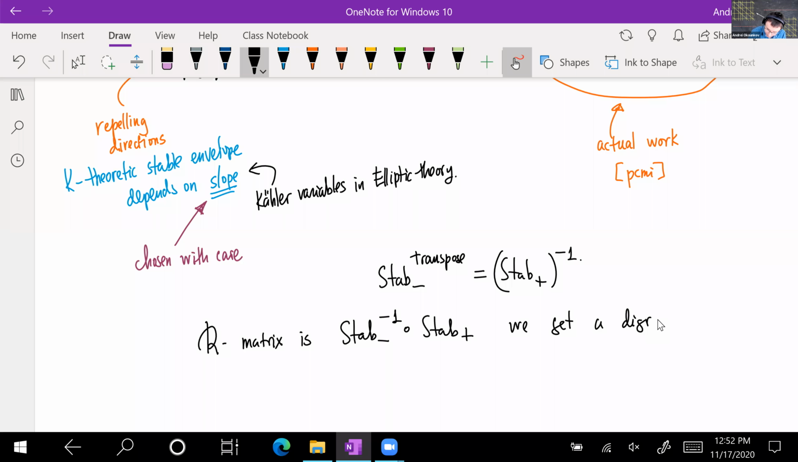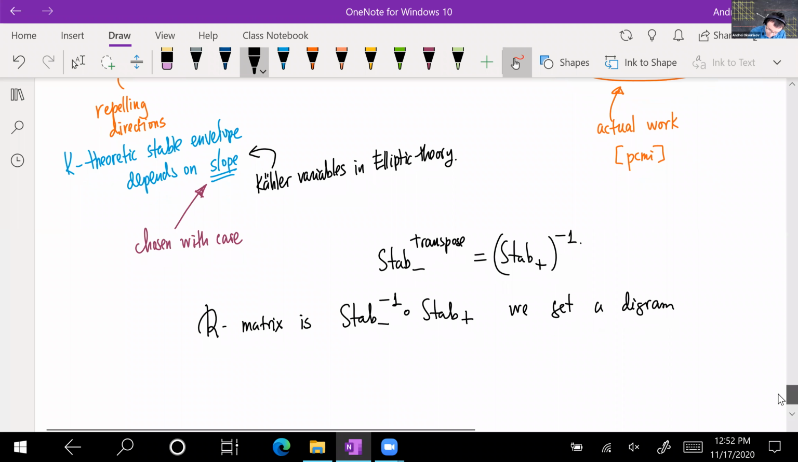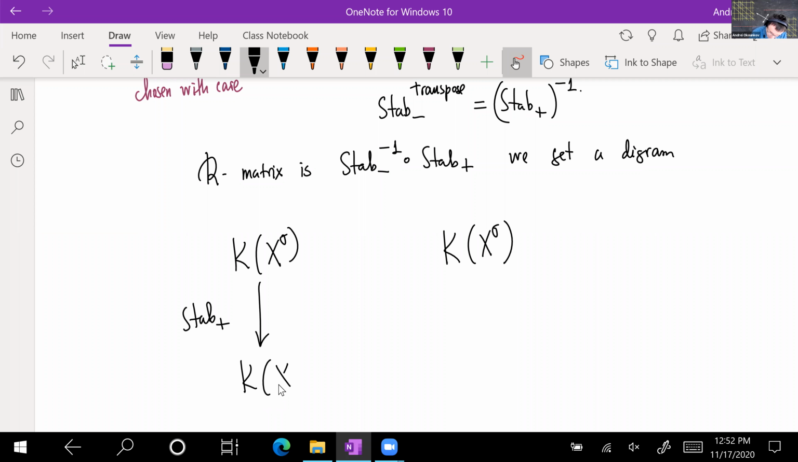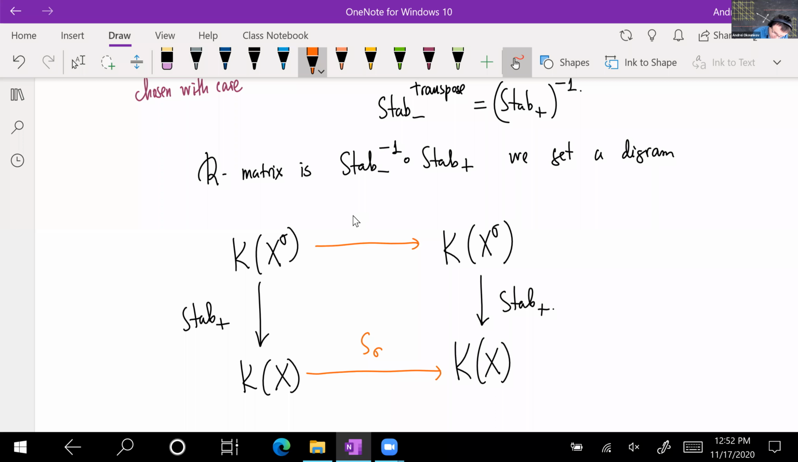We get a diagram of the following kind: if I take the K-theory of the fixed locus, and then the K-theory of the fixed locus again, and then here I take Stab plus to go to K. I believe that is correct. And if I put here my operator as sigma, here I get the QKZ. Okay, so that's how the argument goes.